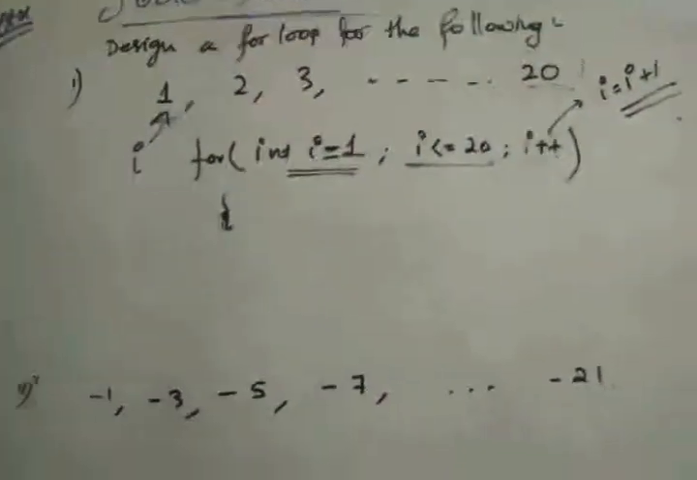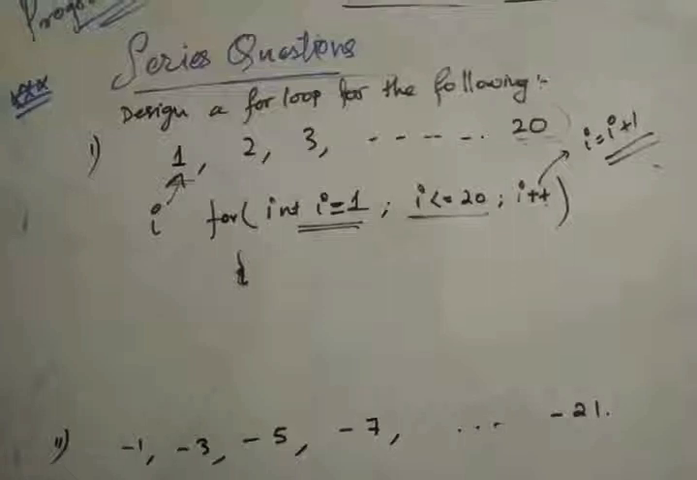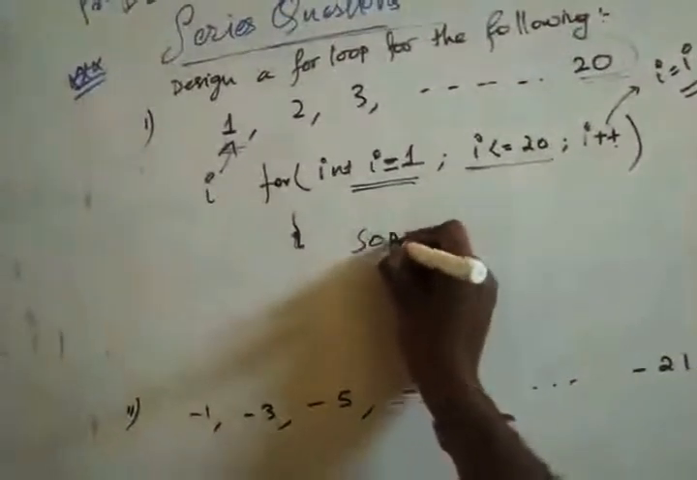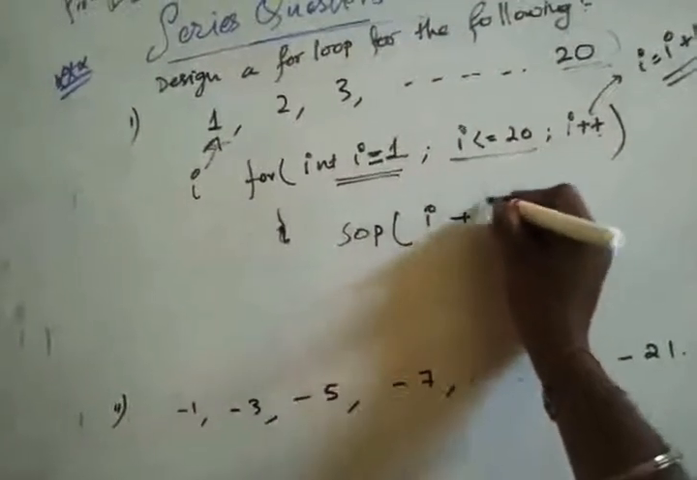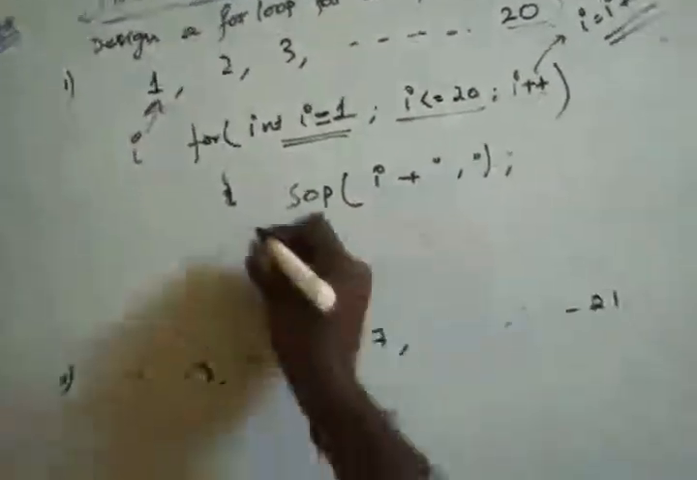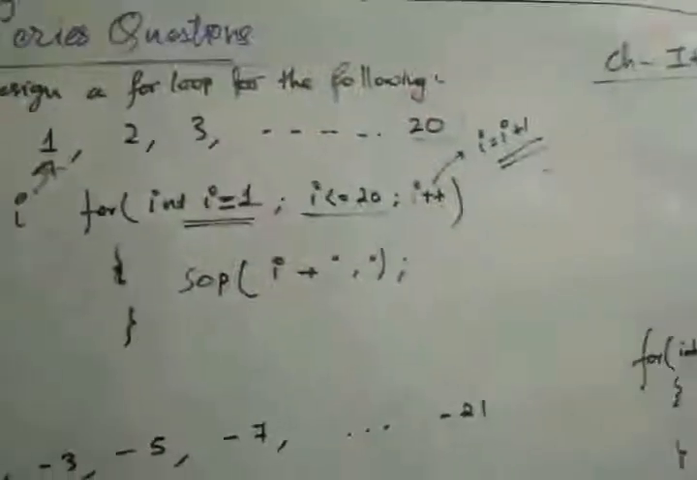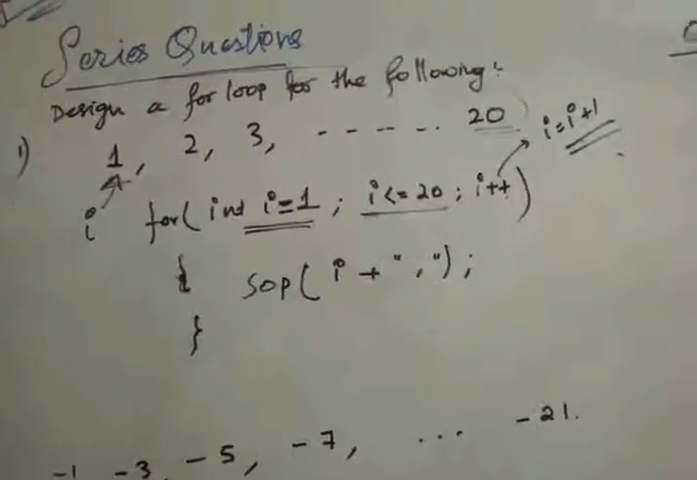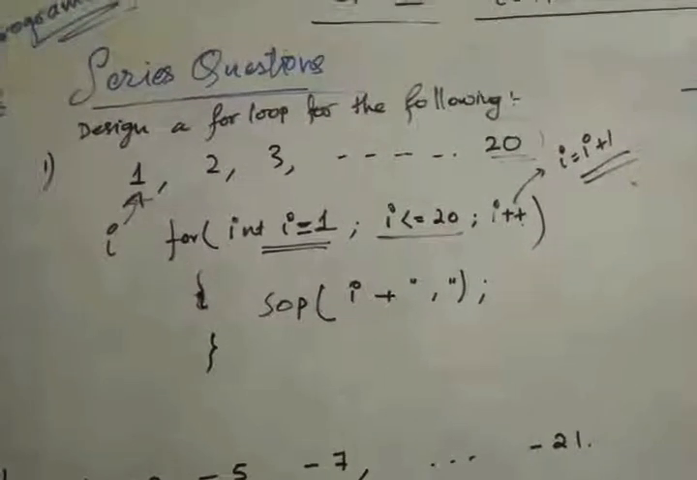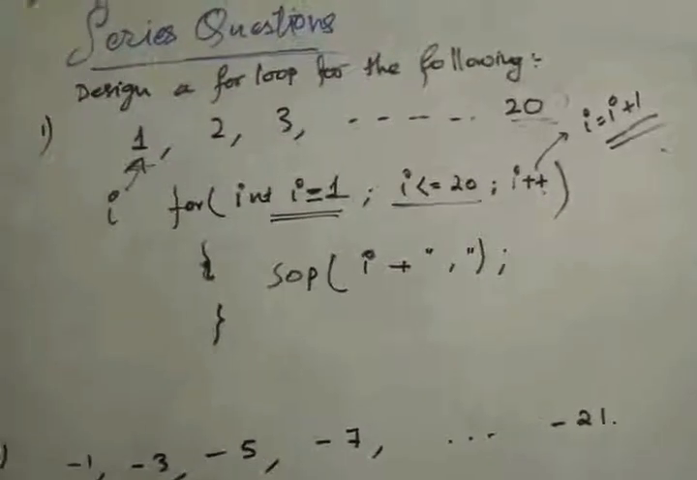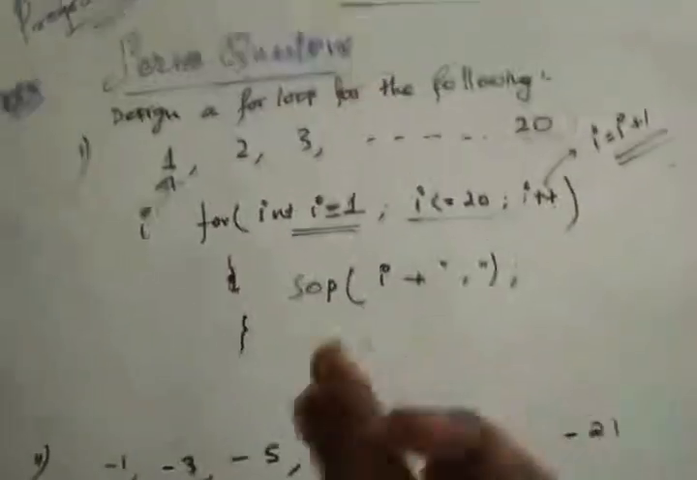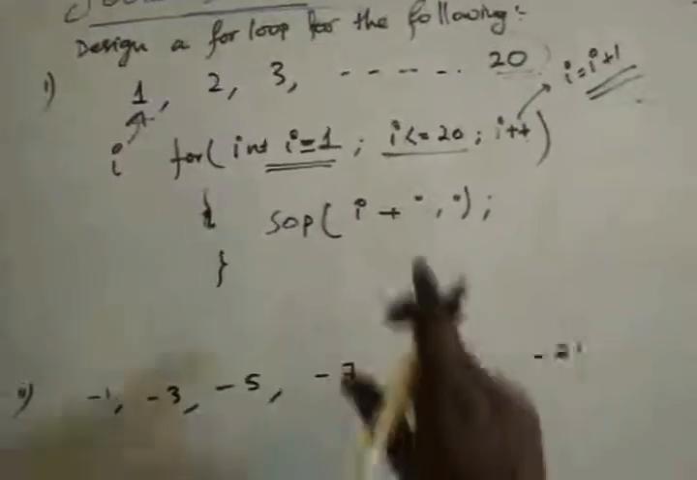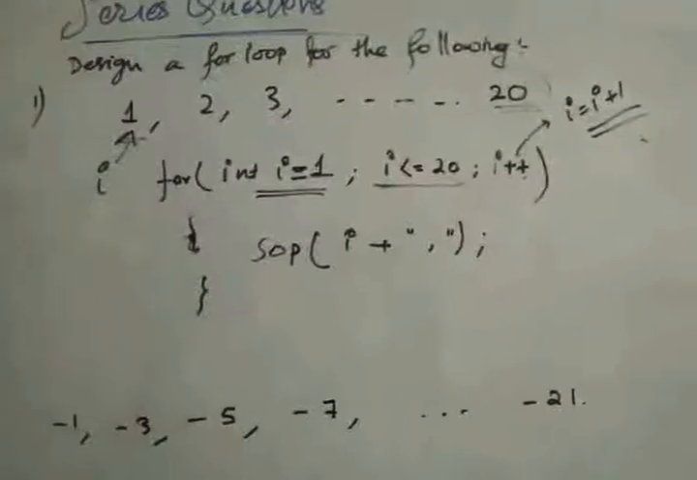What is the statement we need to do? The statement is I need to print the value of I. So what to write? System dot out dot print I plus a comma. Why did I write I plus comma? Now if you see the question properly, I have the value of I 1, 2, 3, 4 till 20, and every time it is increasing by 1, and every time it is being separated by commas. So that is why I plus comma. Okay, understood all of you?